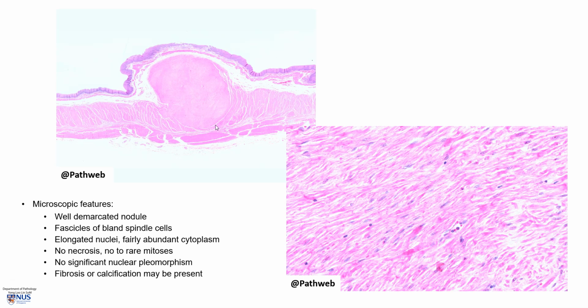Microscopically, what we will see is a well-circumscribed but unencapsulated nodule, and we can see here that it actually arises in the muscularis propria layer, and the nodule is composed of these parallel bundles or fascicles of bland spindle cells. The nuclei are quite slender and elongated, and they have abundant pink or eosinophilic cytoplasm. In leiomyomas, we should not see necrosis or mitotic figures, and there is no significant nuclear pleomorphism. If these features are present, we would be thinking of malignancy.